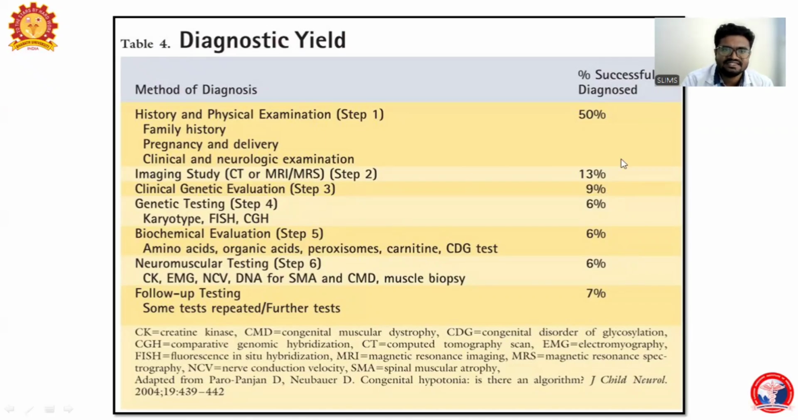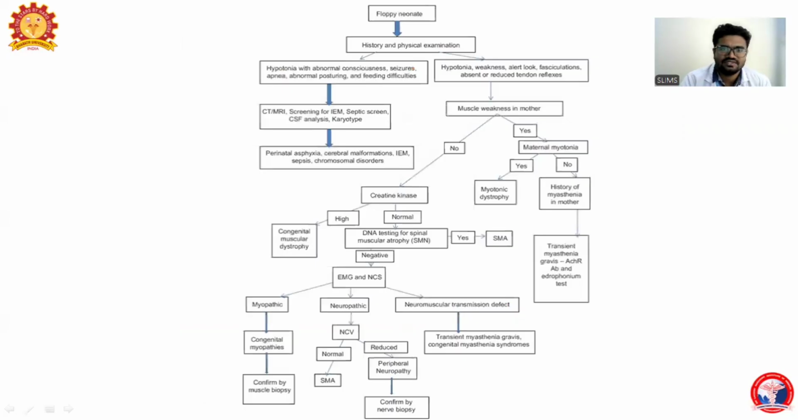So out of this, the history and physical examination, which I have discussed, a long family history, all contribute in clinical neurological examination to 50% of diagnosis. So this is our approach to diagnosis with history and physical examination. We will identify 50%, and based on floppy strong or floppy weak, further diagnosis can proceed.